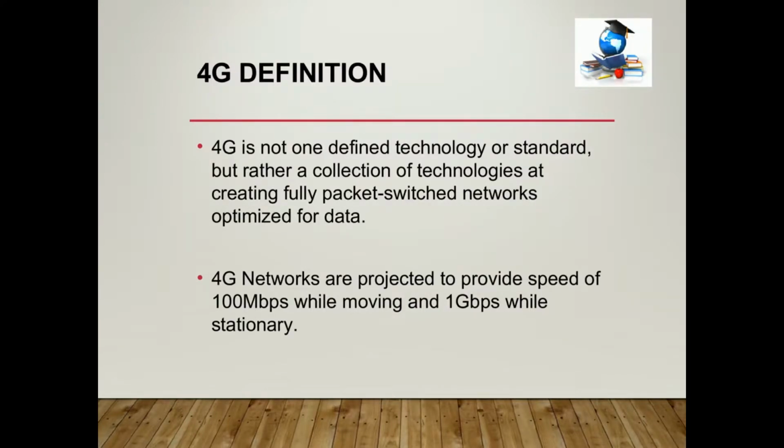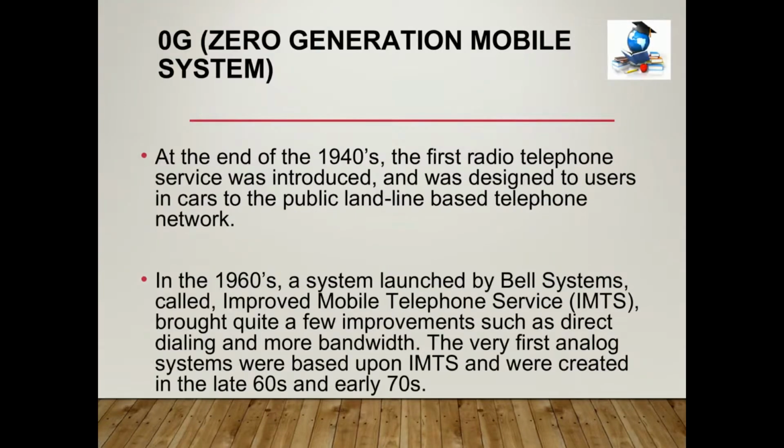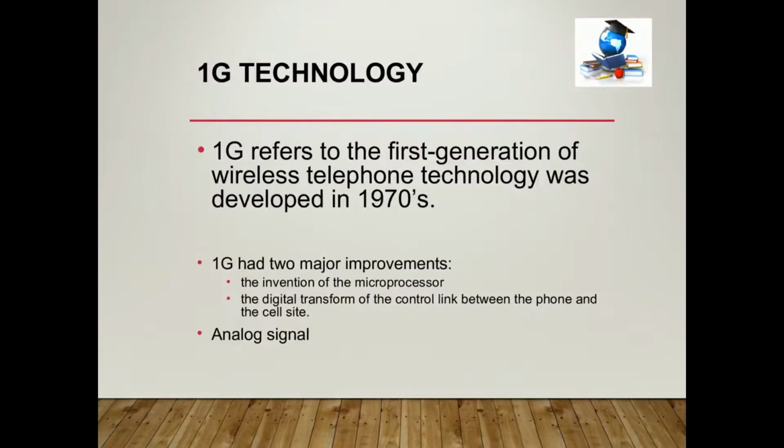0G. Zero Generation Mobile System. At the end of the 1940s, the first radio telephone service was introduced, designed to connect users in cars to the public landline-based telephone network. In the 1960s, a system launched by Bell Systems, called Improved Mobile Telephone Service, IMTS, brought quite a few improvements such as direct dialing and more bandwidth. The very first analog systems were based upon IMTS and were created in the late 60s and early 70s.